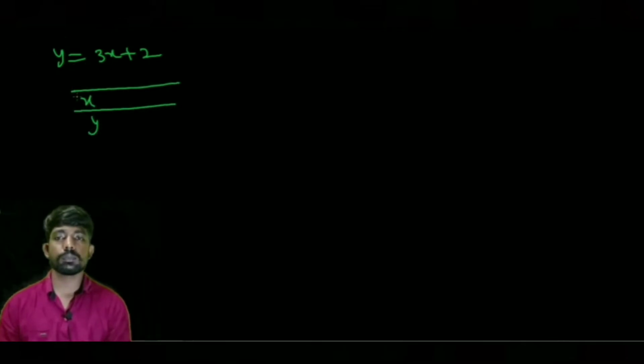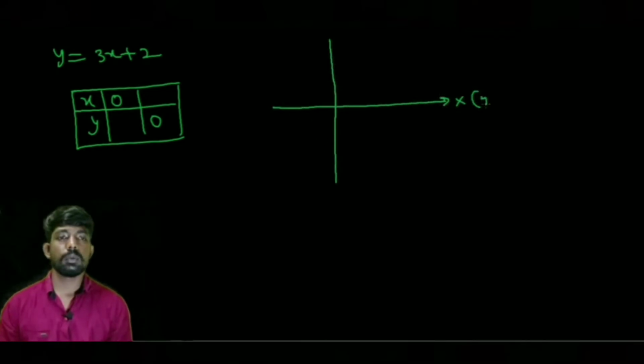Let me consider one equation, y is equals to 3x plus 2. Let us consider this line. Now I am considering the x-axis and y-axis, because on the x-axis y is equals to 0, on the y-axis x is equals to 0. So that's the reason I substitute. x is equals to 0 means the y value should be 2. y is equals to 0 means x is equals to minus 2 by 3.